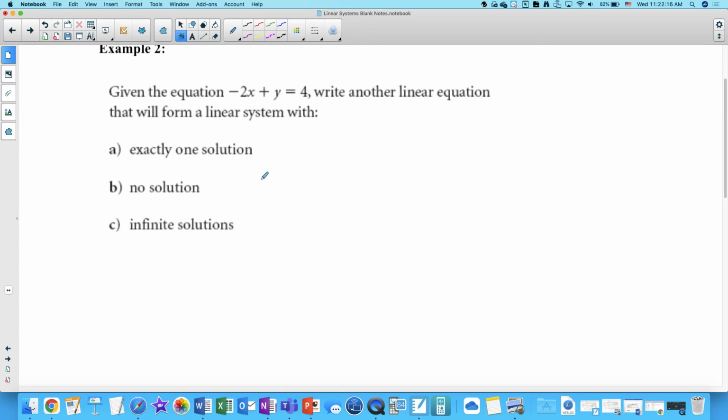Okay. So where would you start with this? Yeah, I would convert this to slope-intercept form because the other equations are going to depend on what the slope and the y-intercept of this line is, right? So to convert this guy to slope-intercept form, we just need to add 2x to both sides. And we get y equals 2x plus 4.